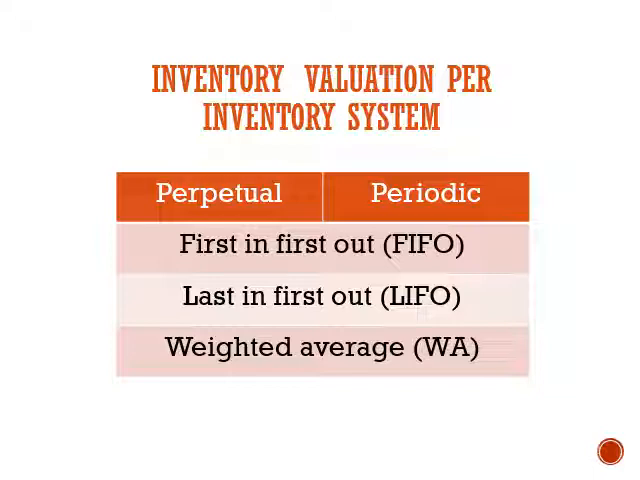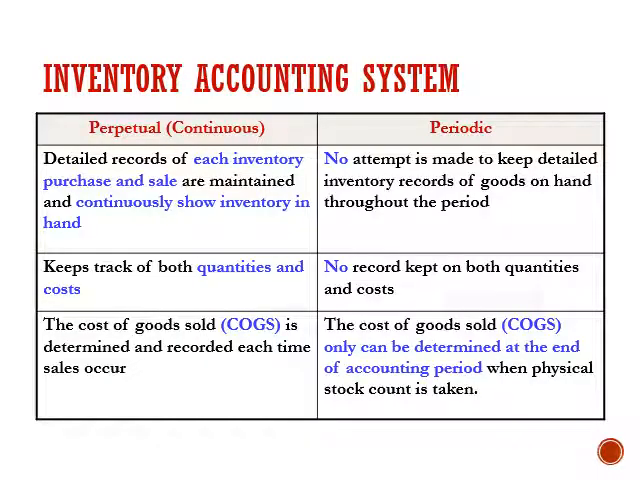So we can have a perpetual system with valuation using FIFO, LIFO or weighted average, and we can have a periodic system with valuations using FIFO, LIFO or weighted average. Only thing, LIFO is not listed in the standard as a recommended method of valuing inventory. Regardless, we are still going to discuss it, just so that you are aware of it. For the inventory accounting or recording system, these are the major differences.